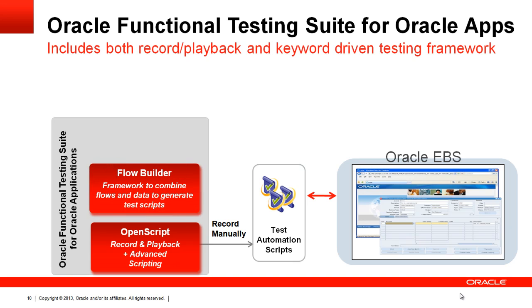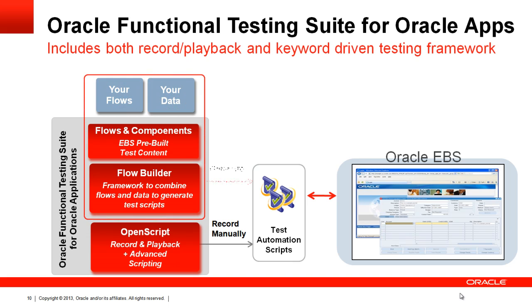We are now introducing Flow Builder, which is a keyword-driven testing framework that you can use in order to generate your test automation scripts without recording. We also include pre-built flows and components that allow you to test eBusiness Suite much faster than ever possible before. And if you combine your own flows and your own data with the existing flows and components and the Flow Builder framework, you can dramatically reduce your testing efforts and generate scripts for testing Oracle eBusiness Suite.